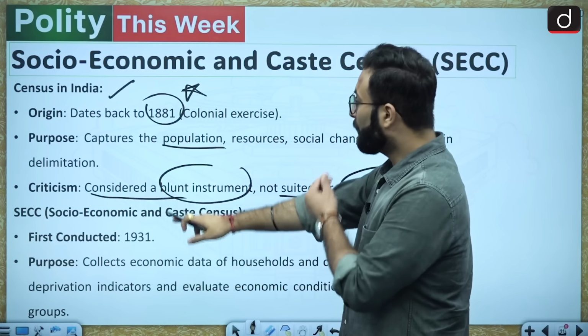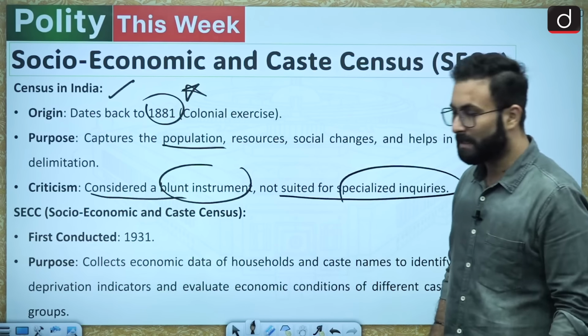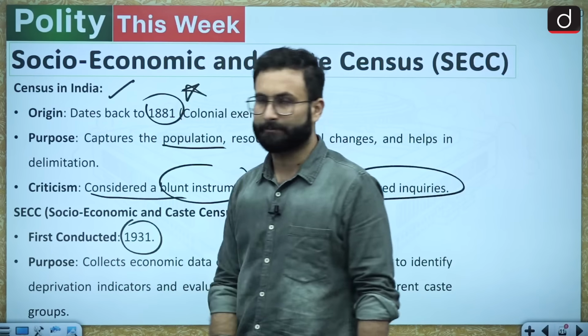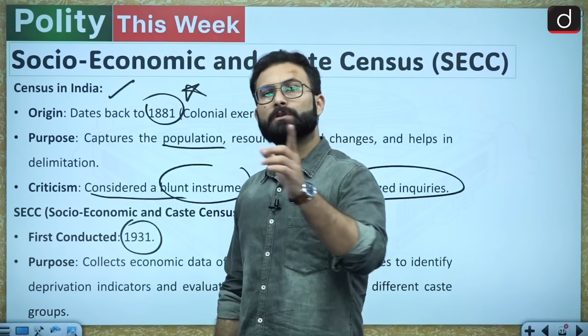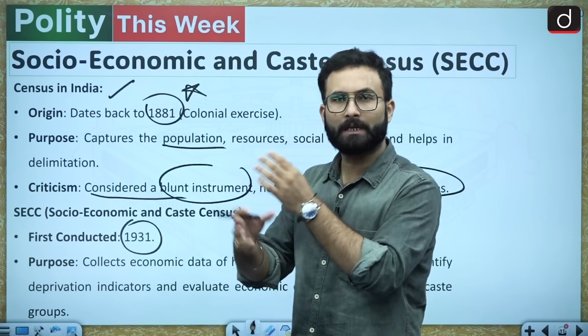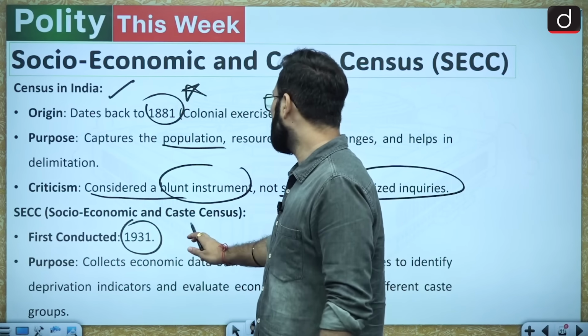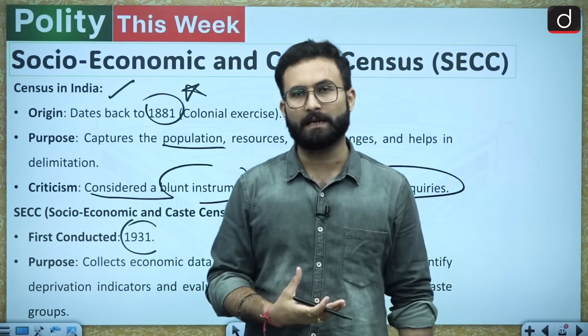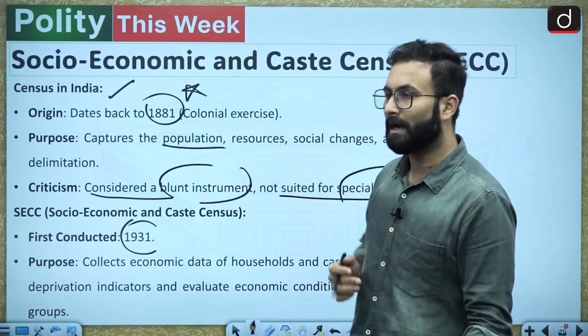Okay, coming to the socio-economic caste census. So here you can say this was first conducted in 1931. Okay, then it was stopped after independence. It was stopped, I guess, in 1951. But now recently there was this demand by various states that you have to go for the socio-economic caste census.